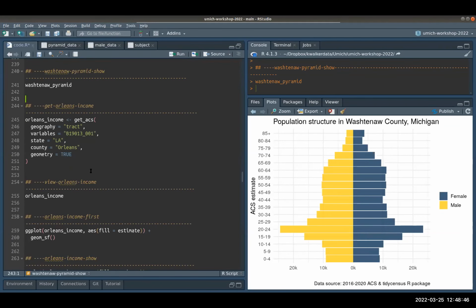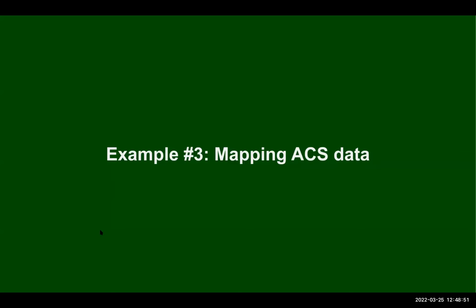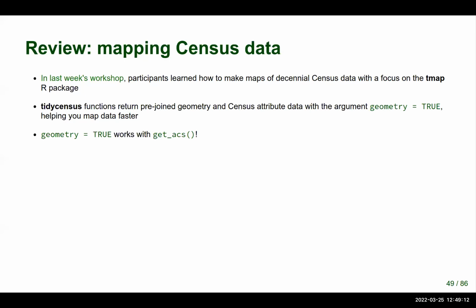All right. So the last example that we're going to run through before we break is mapping ACS data. And I'm going to go through this at a reasonable pace, in part because we spent an entire workshop going through mapping census data, and all of those examples applied just fine. With respect to mapping census data, we learned all about that last week. Participants learned how to make maps of decennial census data focusing on tmap.